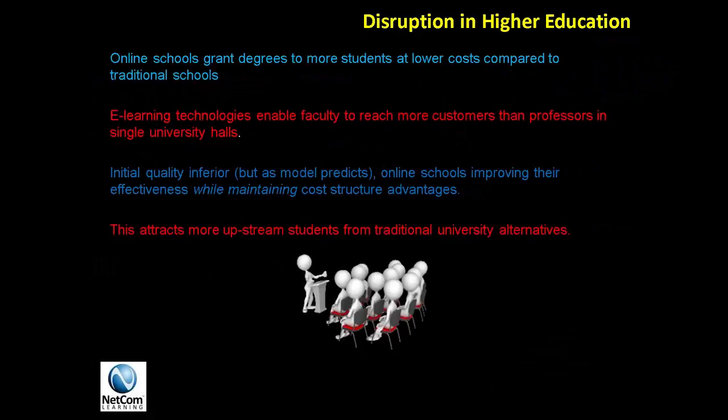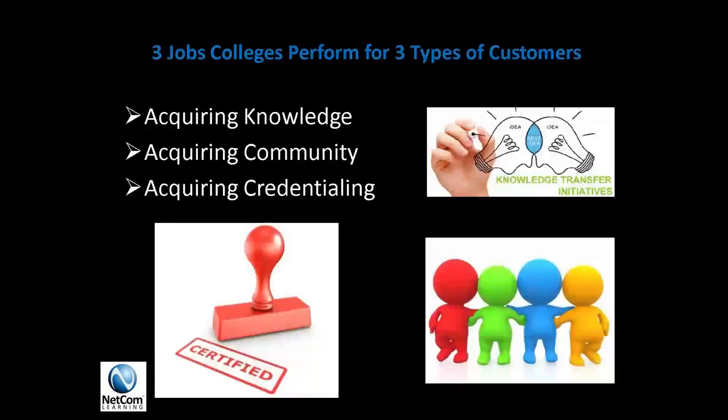Let's look at higher education as an example. Online schools that have no campuses, that only exist online, grant more degrees to more students at a lower cost compared to traditional schools. And e-learning technologies enable faculty to reach more customers than a professor could in a single university hall. Now, when online universities first became prominent after the internet became commercialized, the initial quality was inferior. But as the model predicts, online schools improve their effectiveness while maintaining their cost advantage. And this, of course, attracts more upstream students from traditional university alternatives.